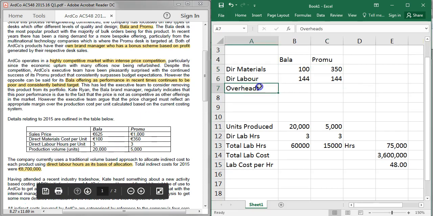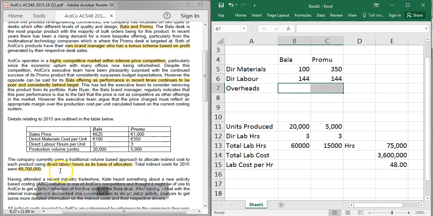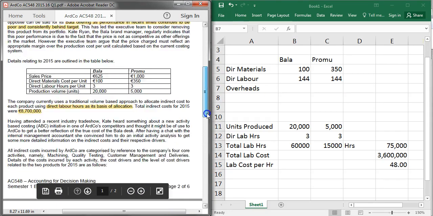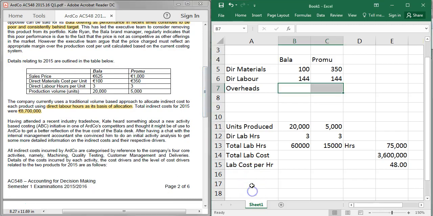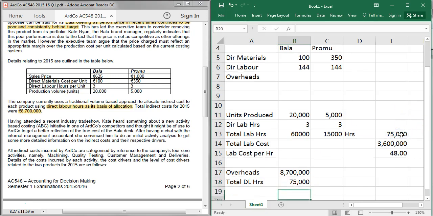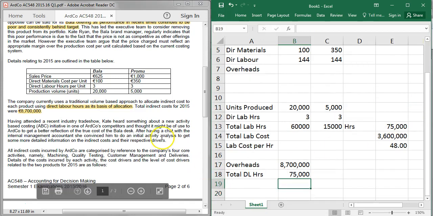But the other thing we need to allocate here is the overheads, or what we call the indirect cost. And we know the total indirect cost was 8.7 million. Now we know how they're split up, but for the traditional system we only have one bucket, the full amount, and then we'll allocate it based on one volume driver. So the overheads are 8.7. And we know the total direct labor hours, DL hours, are 75,000. And you're told the traditional basis is direct labor hours as a base of allocation.